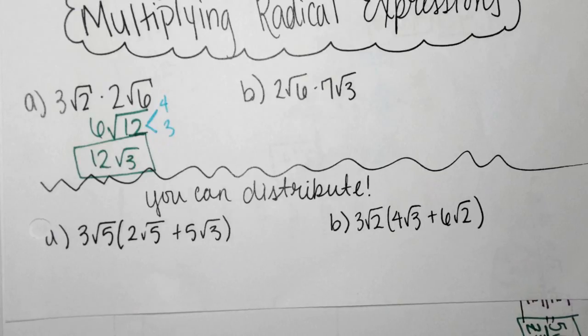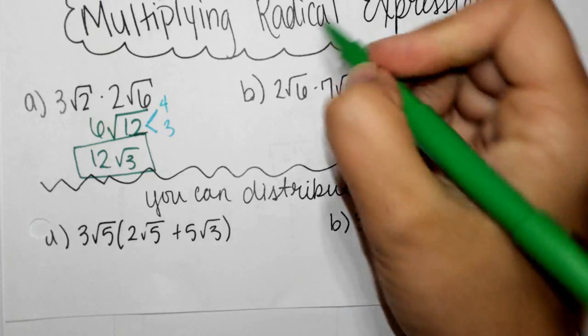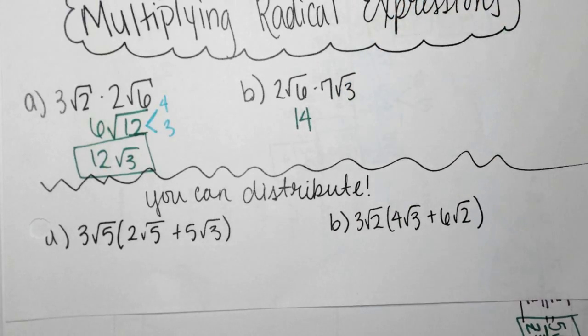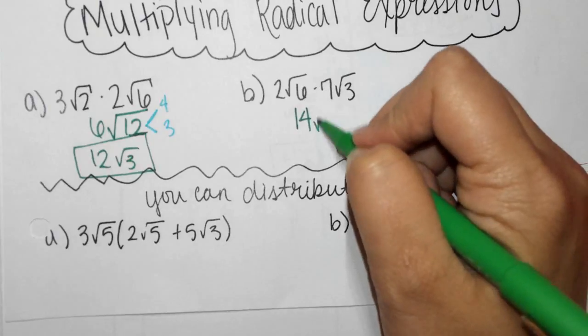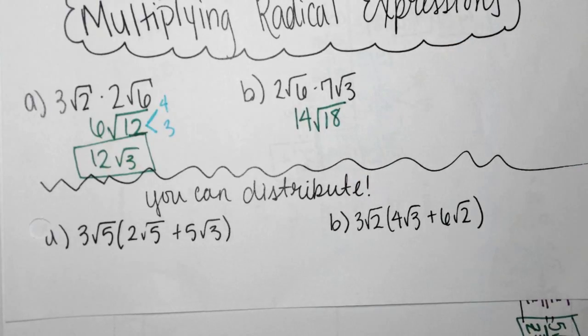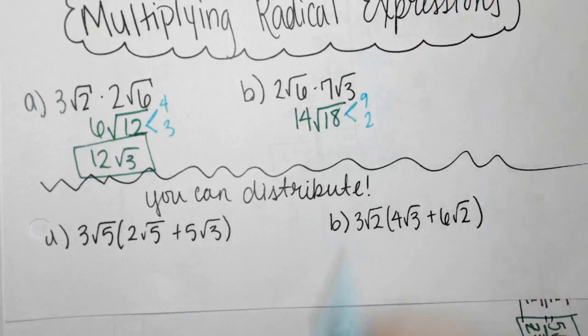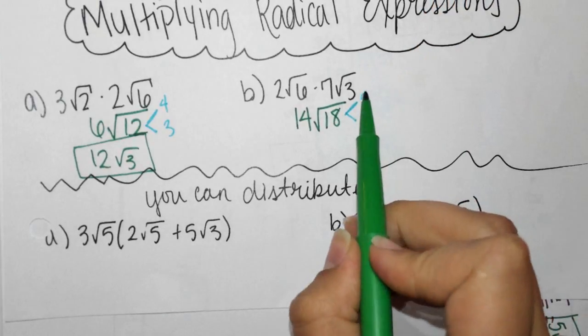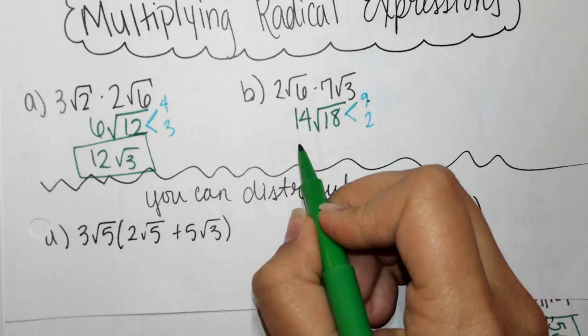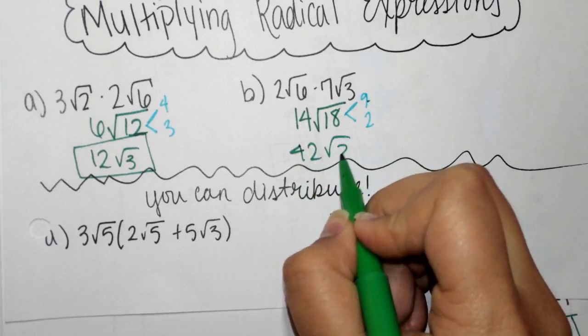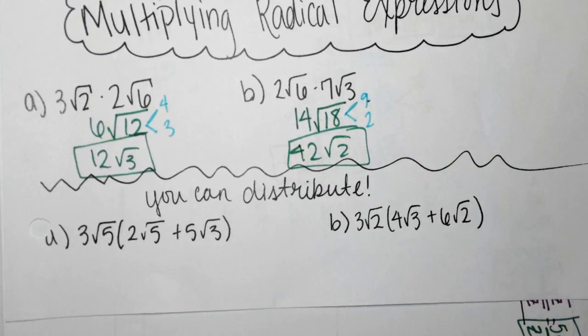Do I need to go over that again? Alright, let's multiply B together. What's 2 times 7? What's root 6 times root 3? Root 18. Very good. And what does root 18 break down into? And what's the square root of 9? And what's 3 times 14? So it's 42 root 2. Yay! Any questions?